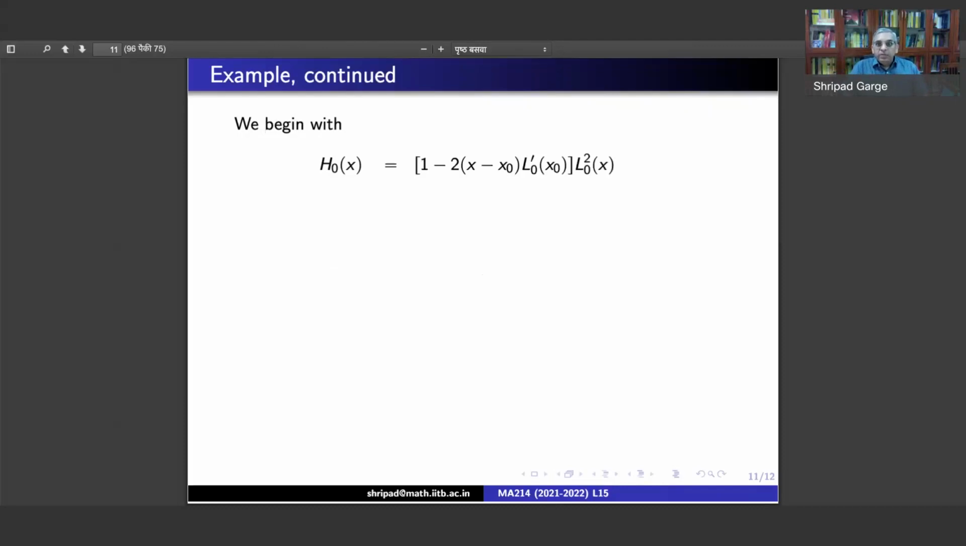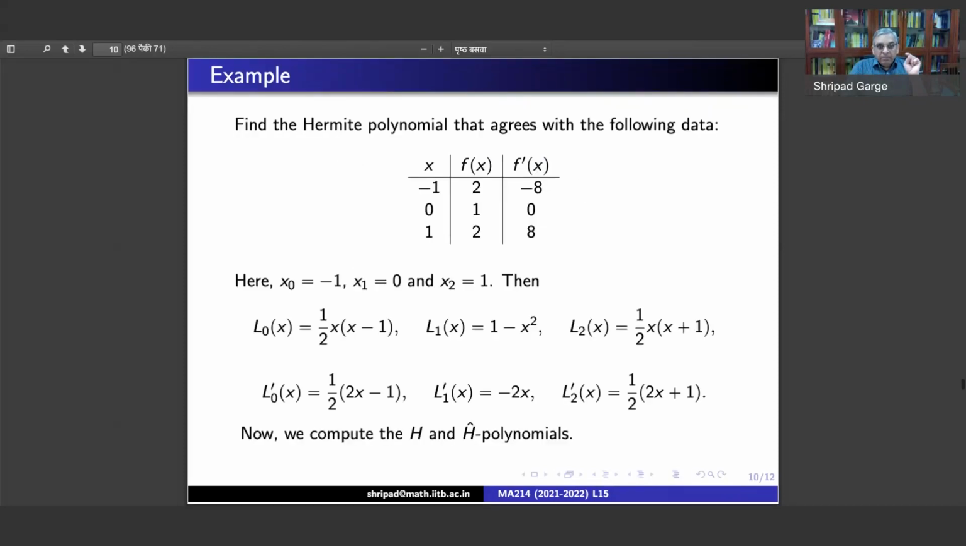And once you compute the various values, remember L0 prime at x0 would give you minus 3 by 2. x0 is minus 1, and L0 prime is 1 by 2 times (2x minus 1). So when you put minus 1 here, you get minus 2, minus 1, that gives you minus 3. And so you have the derivative value at x0 to be minus 3 by 2.